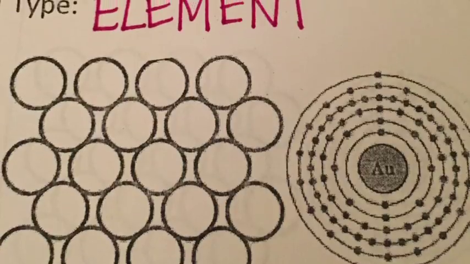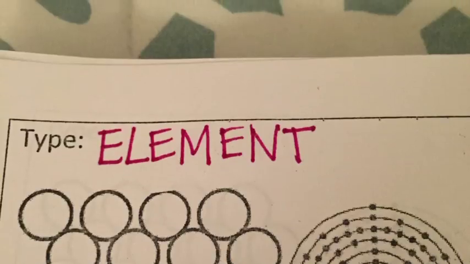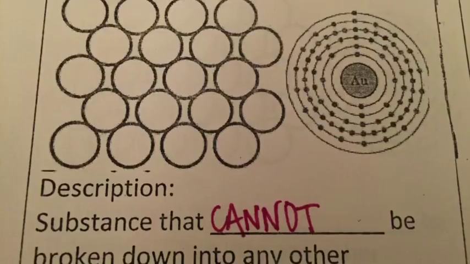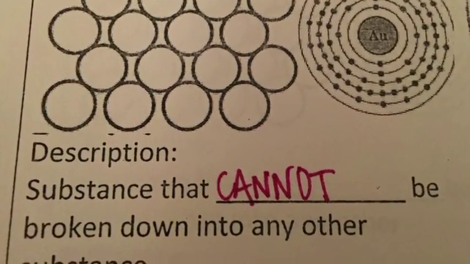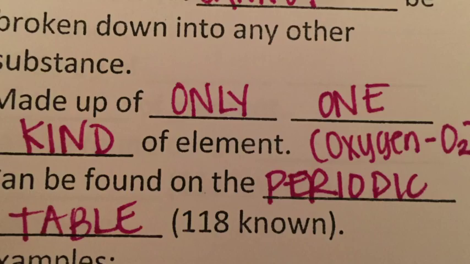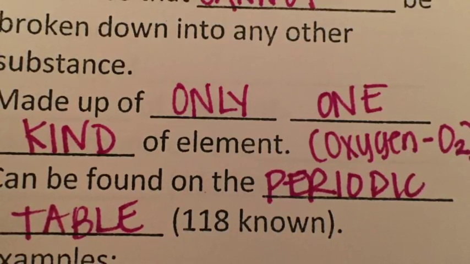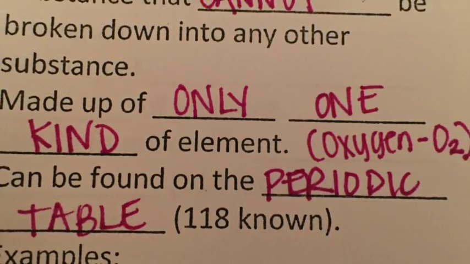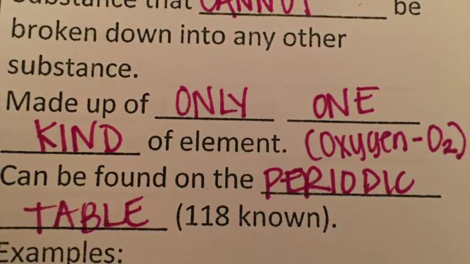This type of matter is an element. And that is the most basic of our types of matter. An element is a substance that cannot be broken down into any other substance. It is the most basic type of matter. It is the simplest type of matter. An element is made up of only one kind of element, so it could be more than one atom stuck together as long as it's the same kind of element. So oxygen, O2, is two oxygen atoms connected, but it's still an element.